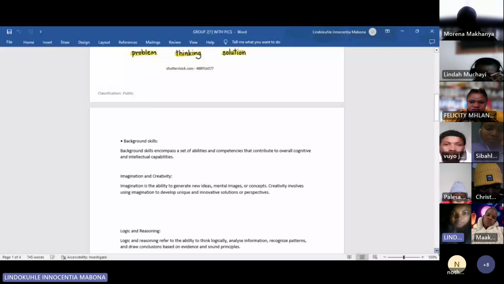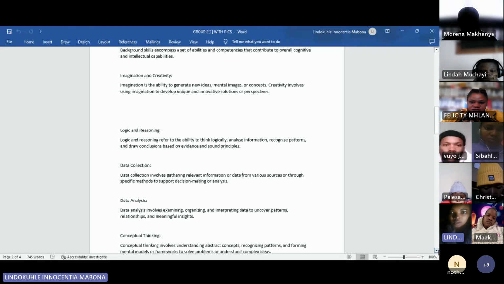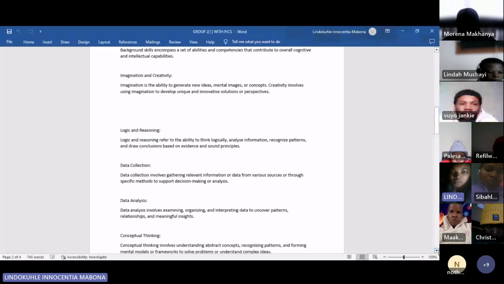Logic and reasoning. Logic and reasoning refer to ability to think logically, analyze information, recognize patterns, and draw conclusions based on evidence and sound principles. Data collection. Data collection involves gathering relevant information or data from various sources or through specific methods to support decision-making or analysis.